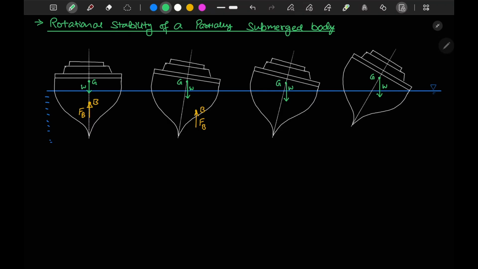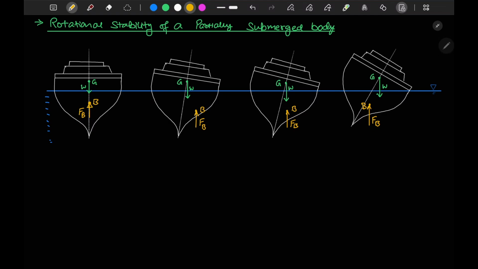Now, the center of buoyancy. In these two figures, let's say the center of buoyancy is acting here. Don't go by the geometric center. Let me make it somewhere here. Let's say this is your center of buoyancy B, and this is your upward force FB acting on the ship. And in this case, here is the center of buoyancy, and the buoyant force FB is acting here.